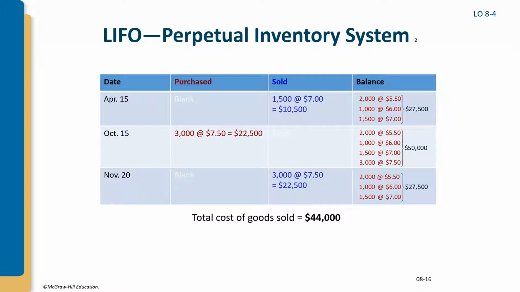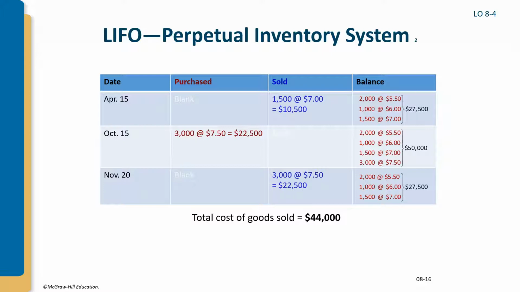And so cost of goods sold for that sale would be $22,500. After this sale, what's left? The 2,000 from beginning inventory at $5.50 each, the 1,000 from that first purchase we had during the year, and the 1,500 at $7. And I know I would sit there and go, how could that be? It's not saying that's what's actually happening. We're just assuming or pretending that happens, and it's okay.